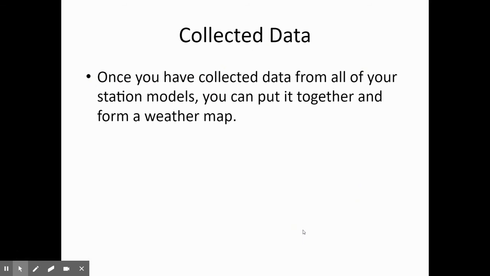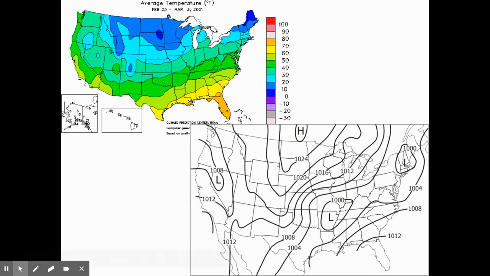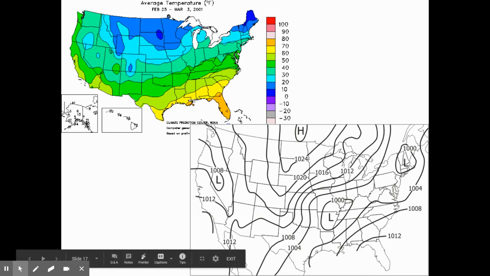Once you have collected data from all of your station models, you can put them together and form a weather map. Isobars connect points of equal pressure. Closely spaced indicate increased wind speed. Widely spaced, you have calmer wind, and closed circles are areas of high or low pressure. Isotherms are areas of equal temperature. So you have an area of a temperature map here.